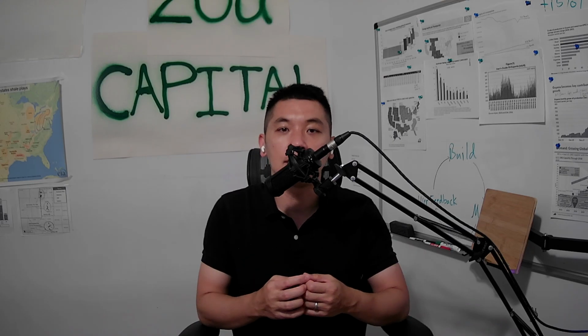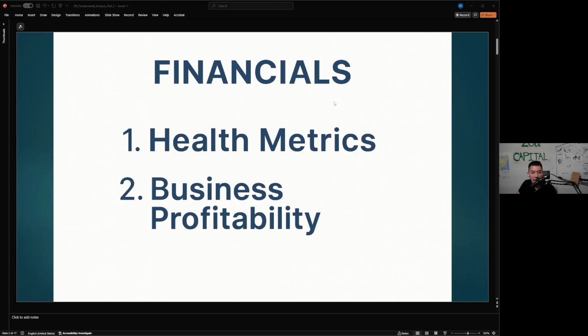Let's get started. For financial numbers, I like to categorize them into 2 categories. First is what I call the health metrics, or some other people call the balance sheet metrics. These are metrics that help us determine the odds of the company going bankrupt. And the second is the business profitability. This tells us how much cash the company receives from operating its business.